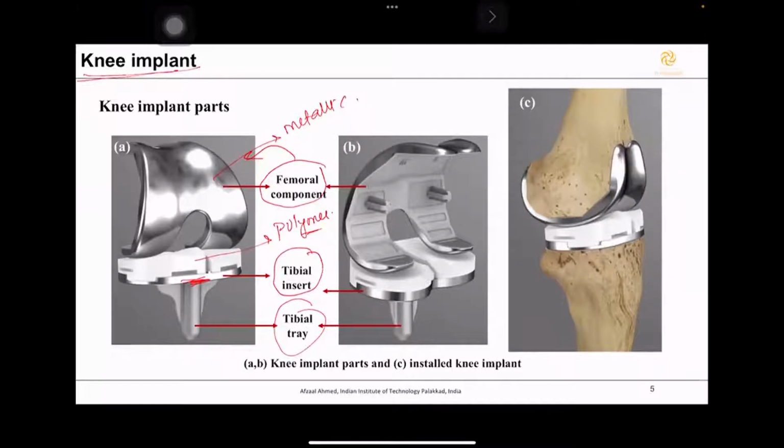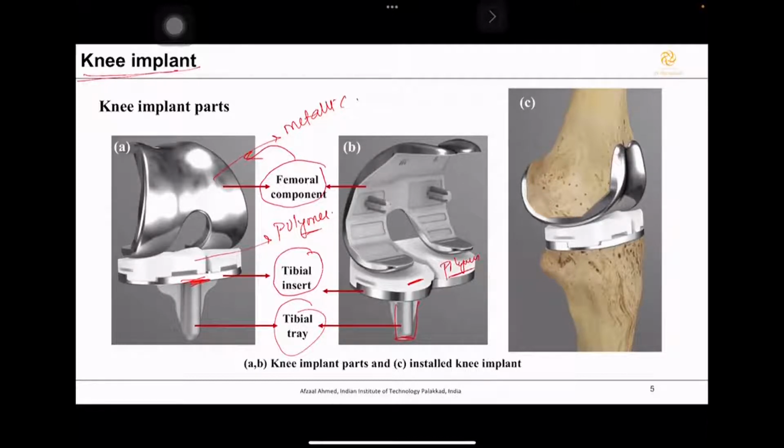There are different attachments and fixtures to join it to your bone. Then you have something like this part which goes inside your tibial bone, and there is something in between so that this metallic surface does not rub against each other, which is known as tibial insert, which is again a soft polymer based material. And when these implants are mounted on the bone, it looks like this.